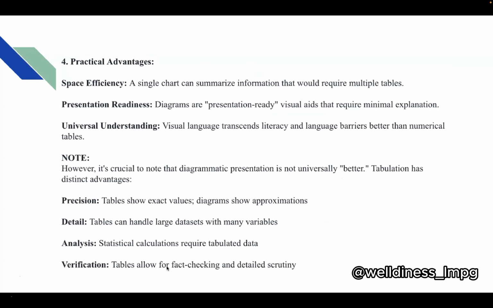Now, practical advantages. Space efficiency: a single chart can summarize information that would require multiple tables. That's actually very true. Presentation readiness: diagrams are presentation ready, visual aids that require minimal explanation. Universal understanding: visual language transcends literacy and language barriers better than numerical tables. You and I both know that, for example, in that pictogram, someone that might have issues with tables, once he sees all those fruits and sees that the grape was only one, it's easy for that person to say that this grape is the least occurring fruit here.